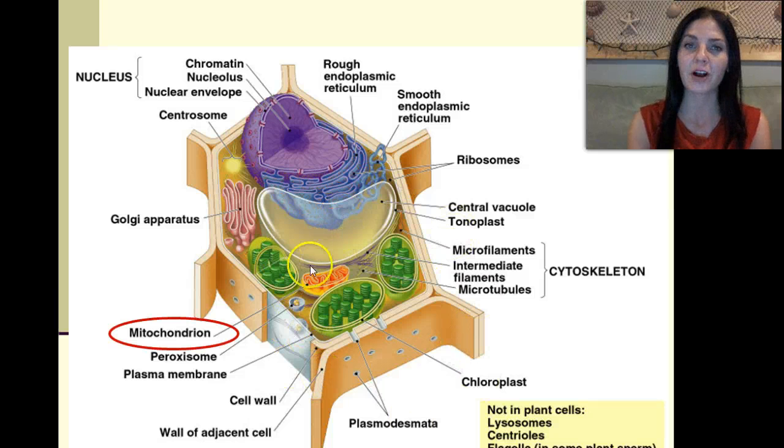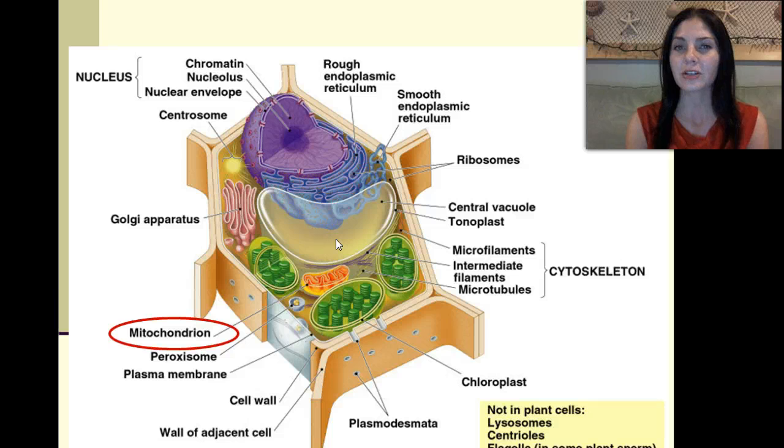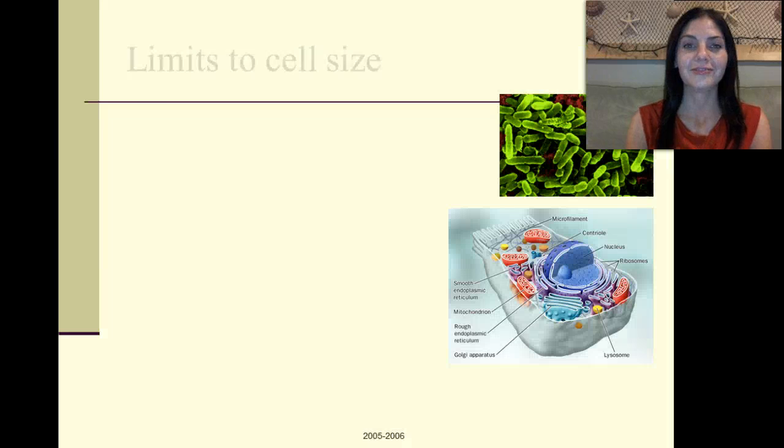So here we have our plant cell. Like I was saying, plant cells have a cell wall that helps maintain their rigidity and shape, and they also have chloroplasts, as well as a central vacuole or tonoplast that animal cells do not have. And if you remember, chloroplasts are the sites of, if you said photosynthesis, you're correct.